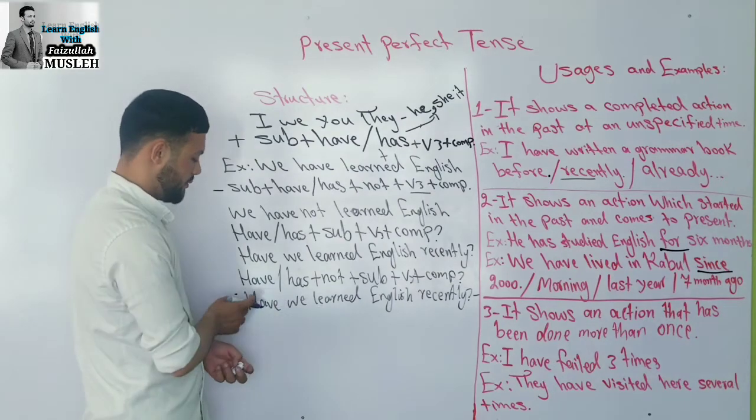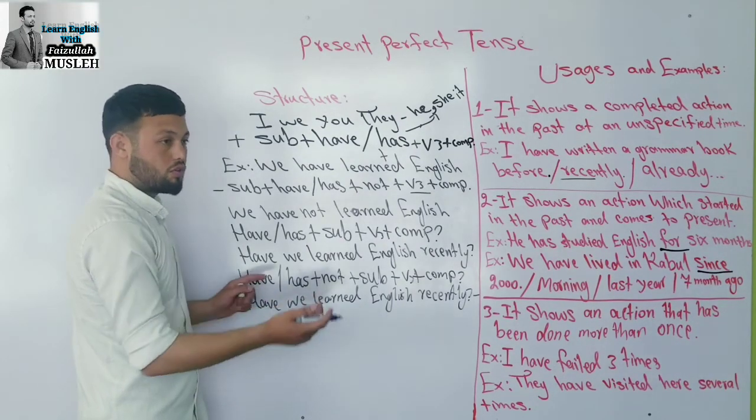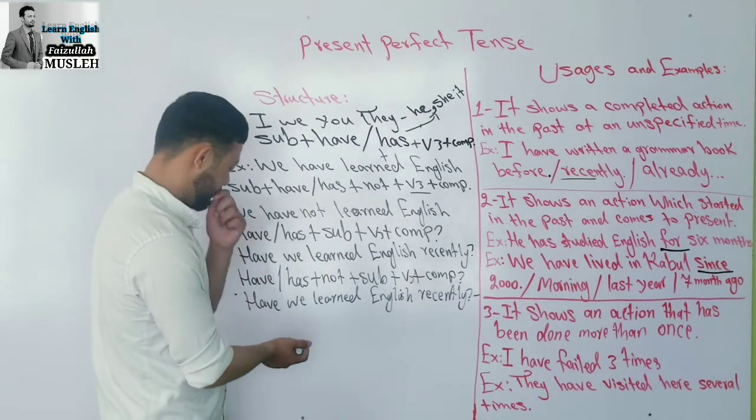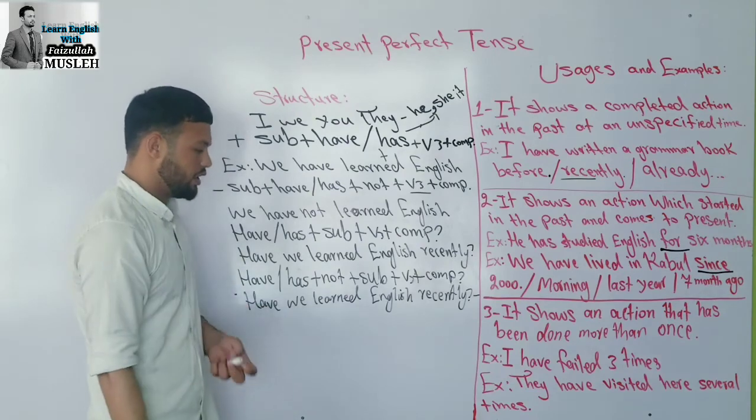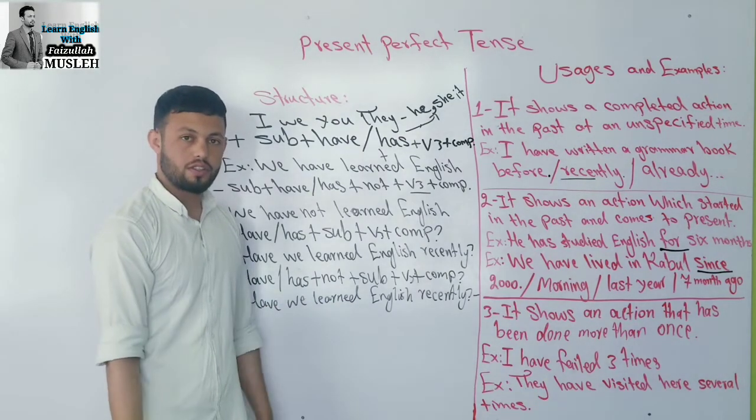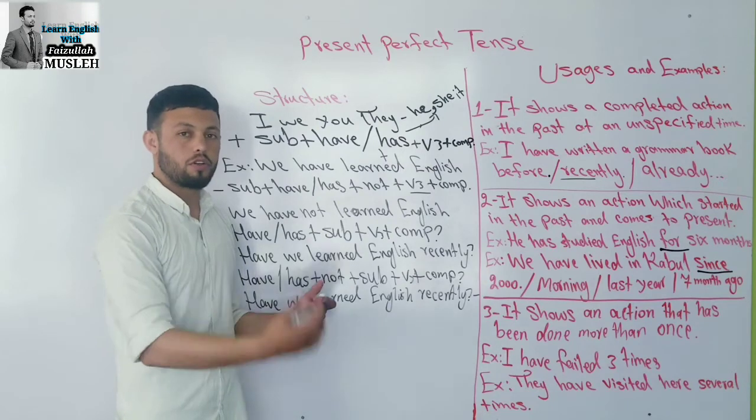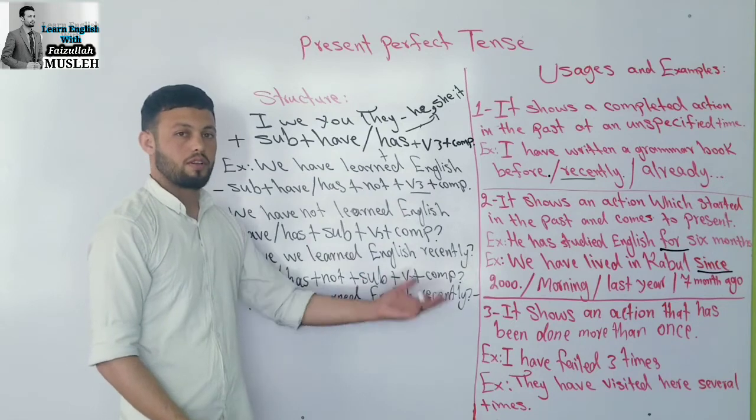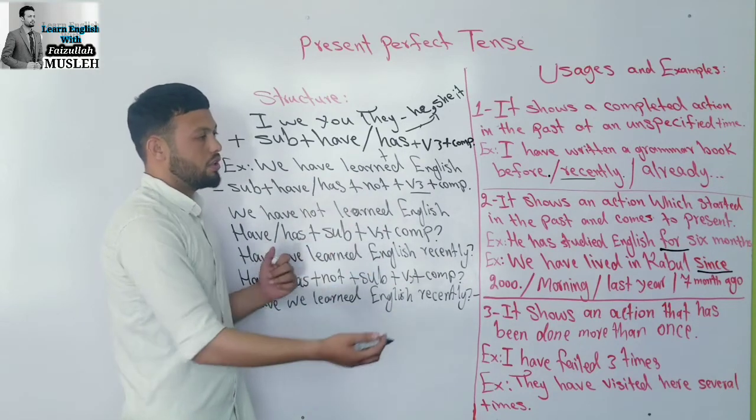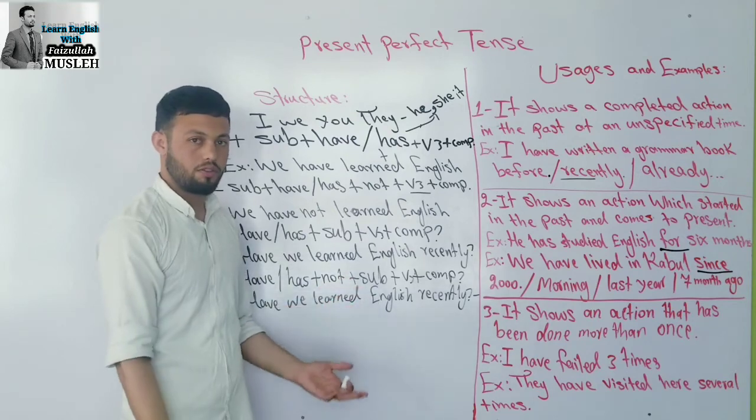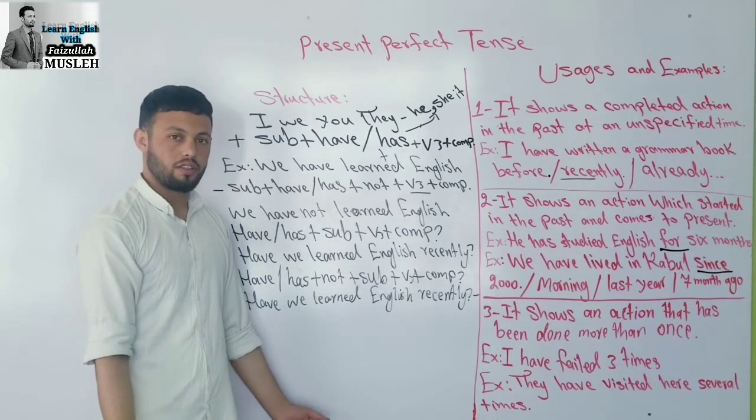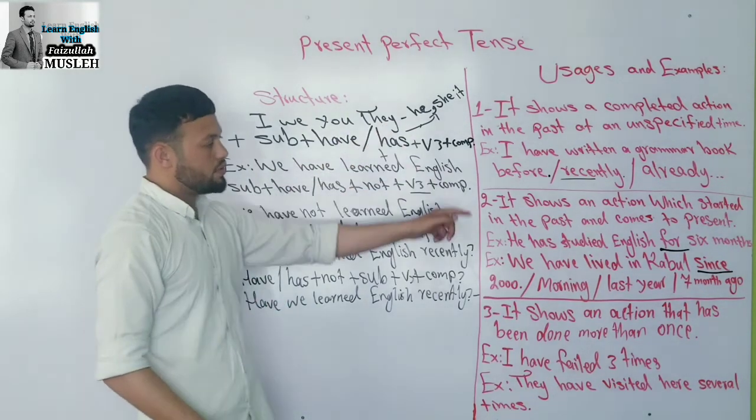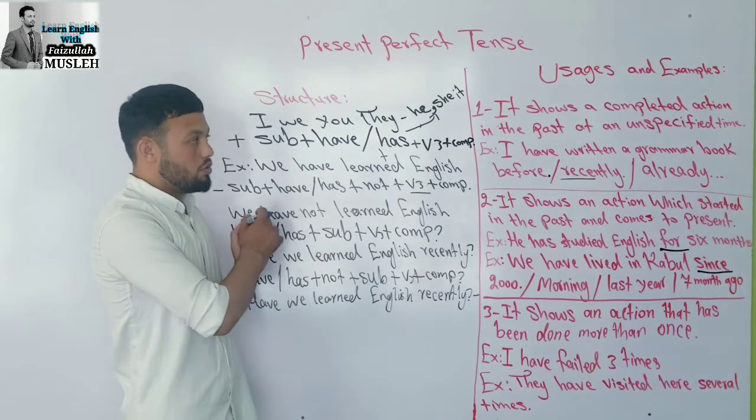Mostly we do not use this, but when we want to emphasize an action, we use negative interrogative form. It's like, have we not learned English recently? Now, when we want to prove that we learned this, or we ask people that when you learned English, you should speak it. When he cannot speak it, you say, haven't we learned English recently? That's it.